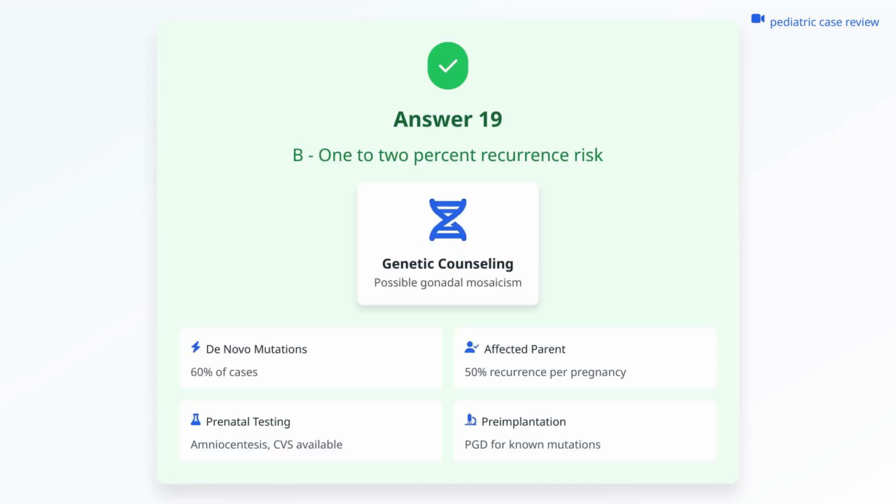When neither parent is affected and the child has a de novo mutation, recurrence risk is 1 to 2% due to possible gonadal mosaicism. If a parent is affected, recurrence is 50%. Prenatal testing through amniocentesis or chorionic villus sampling can detect known mutations. Preimplantation genetic diagnosis is available for identified familial mutations.